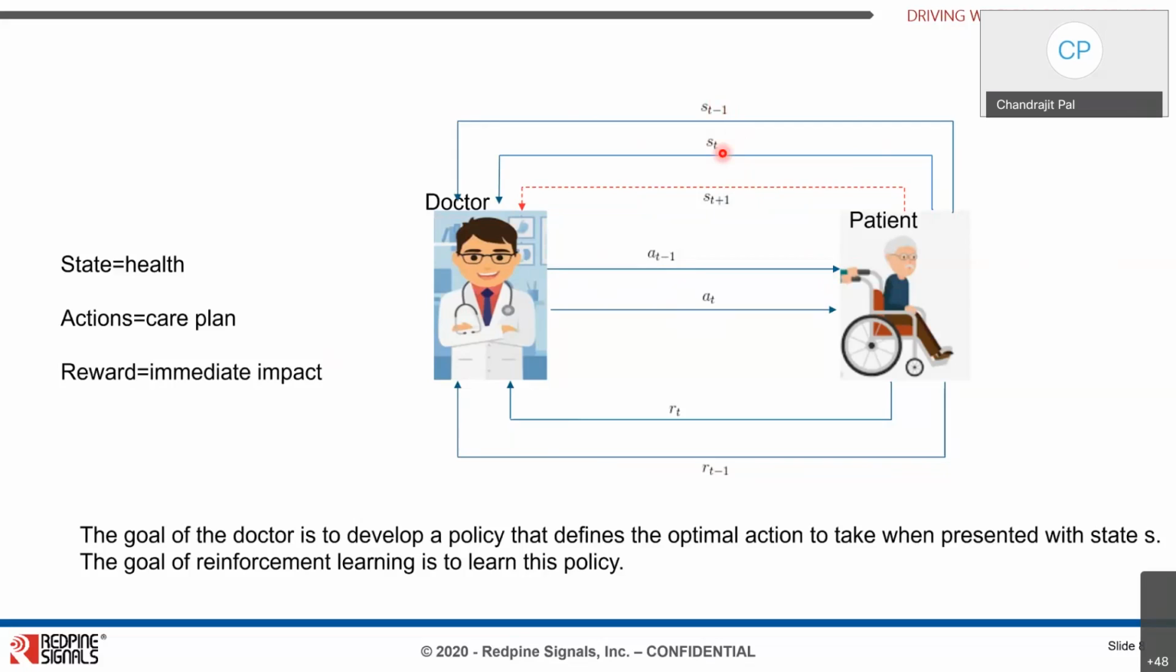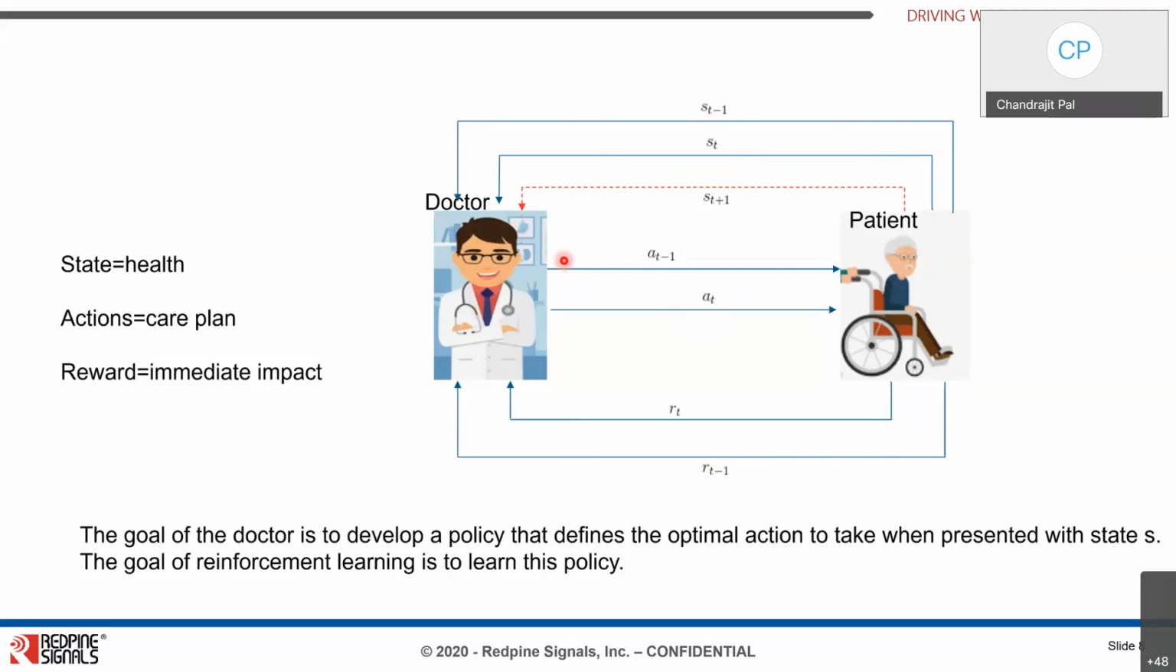Definitely, just think from your common sense that when a doctor is applying an action, even a medication, there will be a state change. And this state change, whether it's positive or negative, will be shown by a reward, which is R(T-1). So once the doctor gets a reward, whether it is positive or negative, he has to take another action.